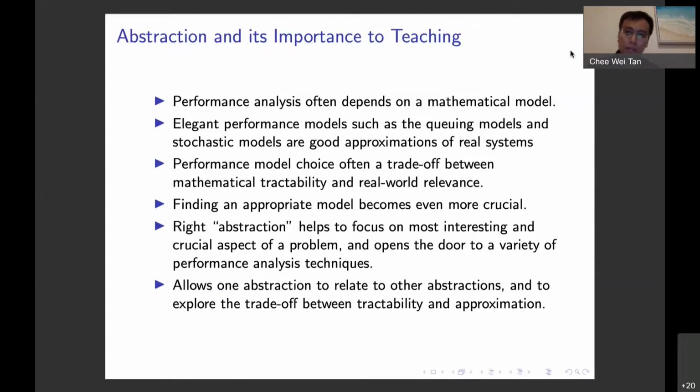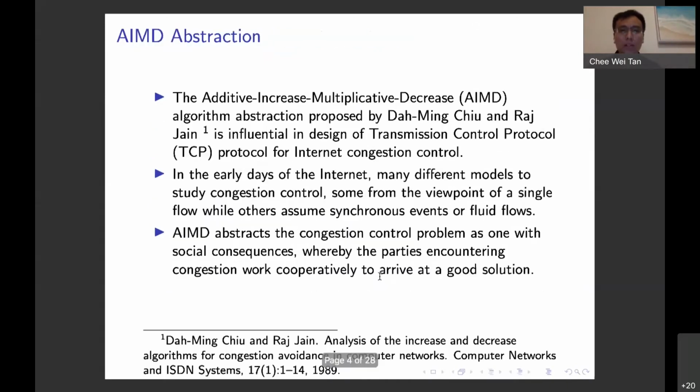That creates new ideas along the way, right? And also allows one to explore the trade-off between tractability and approximation.